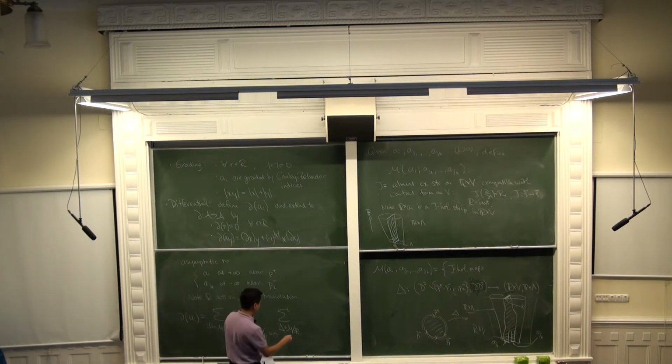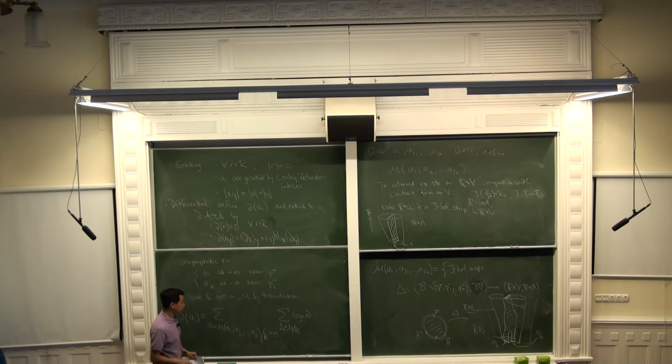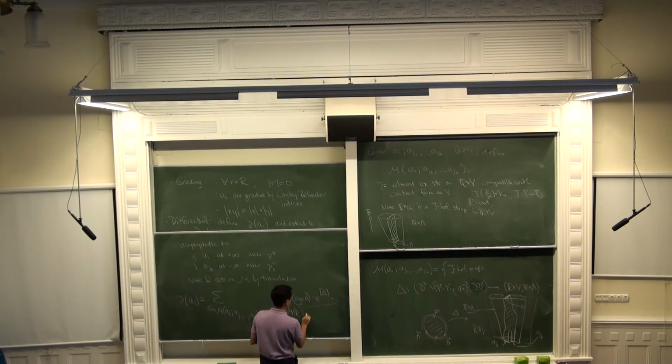So if you have a disk delta inside of M mod R, there's going to be some sign associated to delta, which I'm not going to talk about, but to choose signs, you have to choose some sort of coherent orientations on moduli spaces. I want to talk about times. So I'll write it as e to the class of delta. Let me finish writing this down, and then I'll explain. Okay, that's the end of the definition.